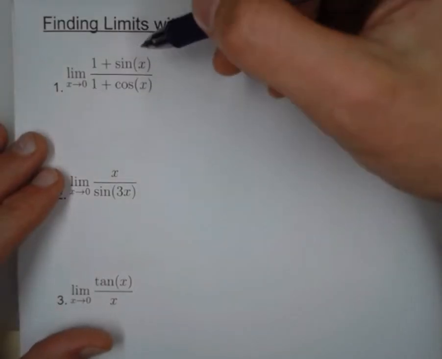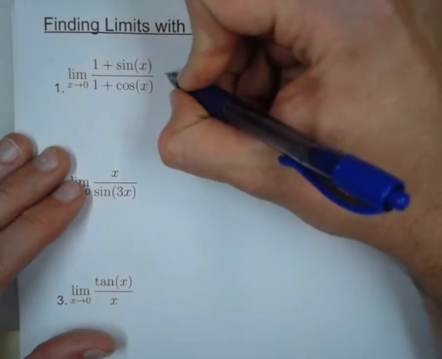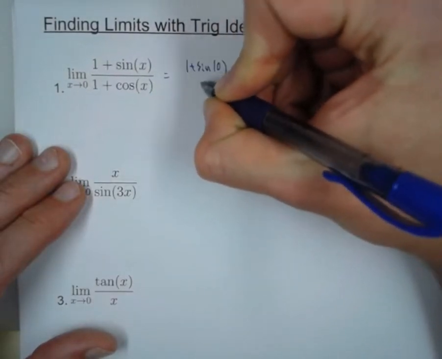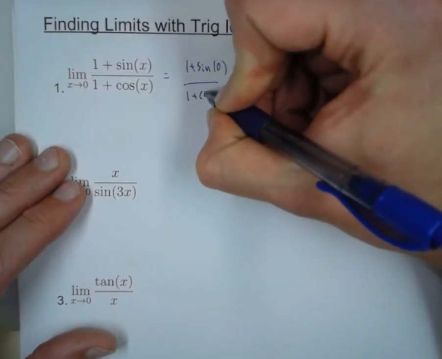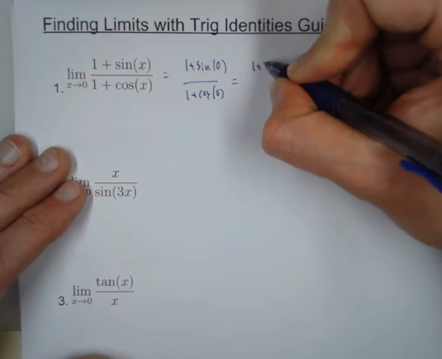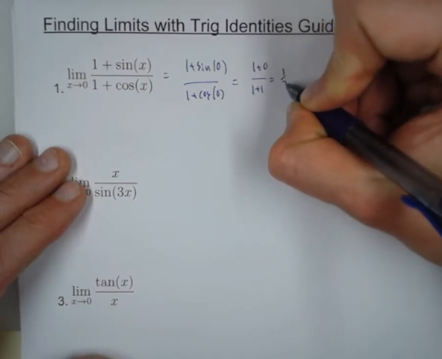So with the first one, here, if I want to plug in 0, I have 1 plus sine of 0 all over 1 plus cosine of 0. Well, sine of 0 is 0. Cosine of 0 is 1. So we get 1/2.